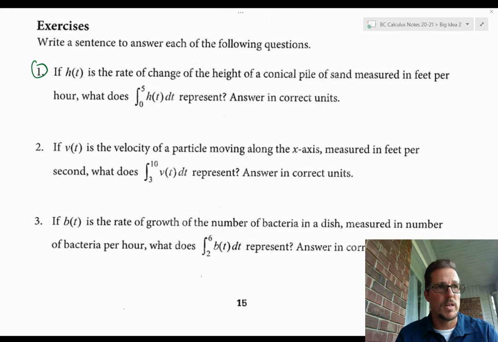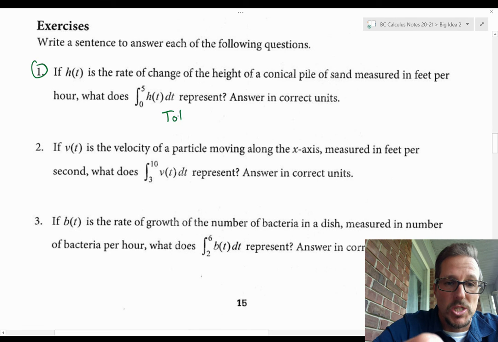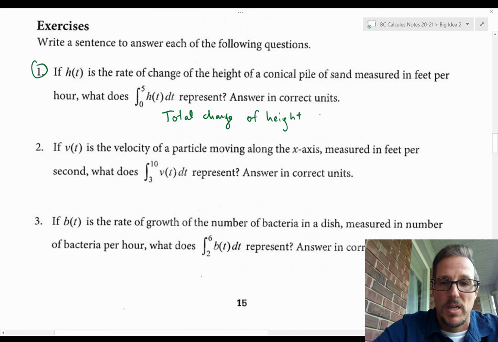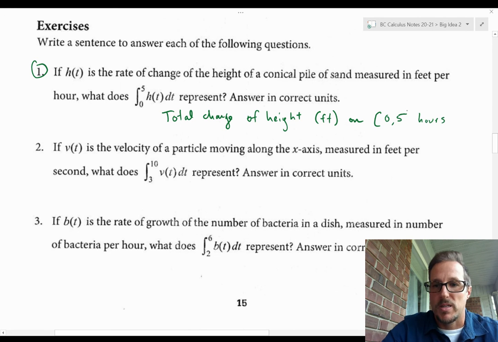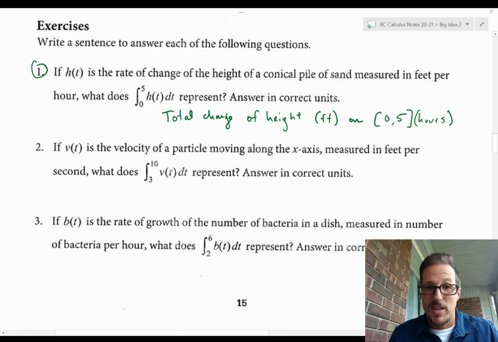But let's think about this in a slightly different way. Since this is a definite integral from 0 to 5 of h of t, I need to interpret the definite integral as the total change, right? It is the total change in the height of that conical pile of sand measured in feet on a specific interval, on the interval from 0 to 5 hours. Okay, I might not have written that as clearly as I could have, but let me say it. That definite integral represents the total change in the height of the pile. It's measured in feet, specifically on the first 5-hour interval from 0 to 5.